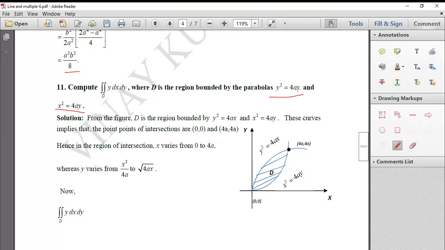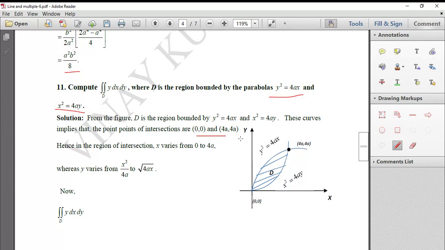If you put x equal to 0, your y is also 0. When x is 0, y is also 0. So therefore 0 comma 0 is one point of intersection. And if you put x equal to 4a, you will get y is also equal to 4a. Therefore, these two will intersect at 4a also. Therefore, the points of intersection of these two curves are 0 comma 0 and 4a comma 4a.